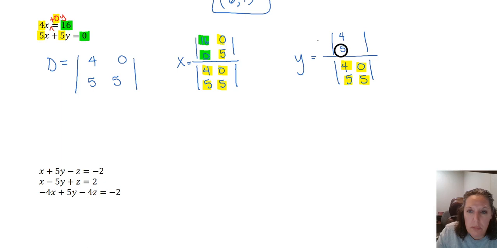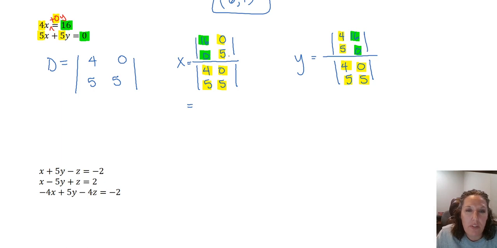For our y matrix, we're going to have the same x values, but we're going to replace the y values with our constants. Instead of those y coefficients, we're going to have the constants.